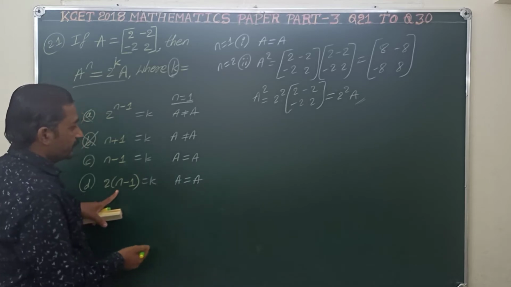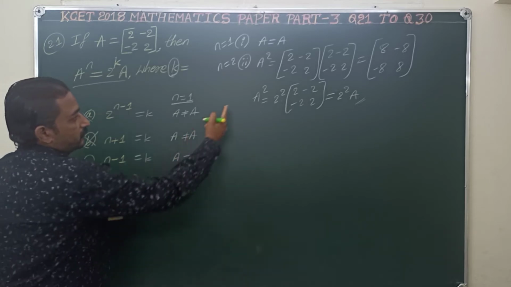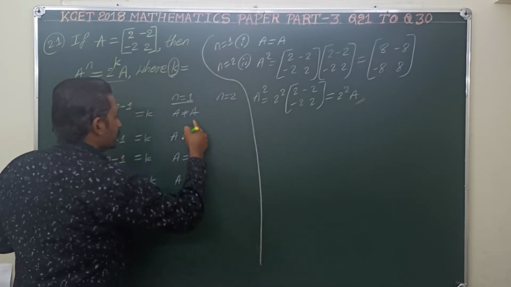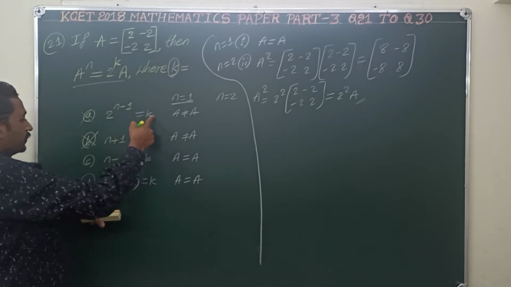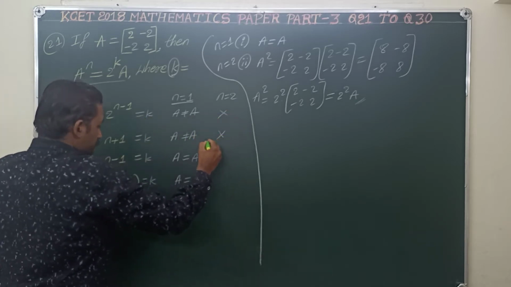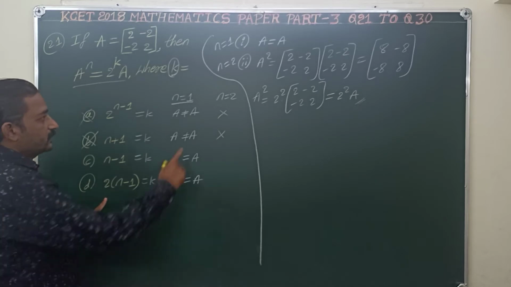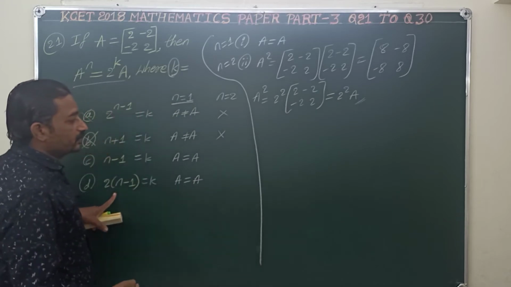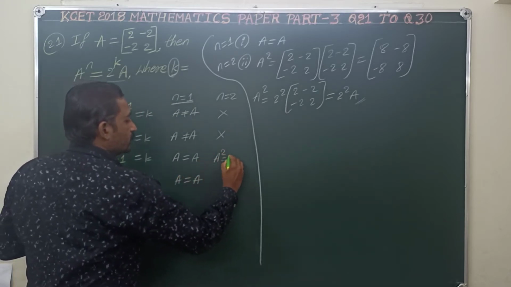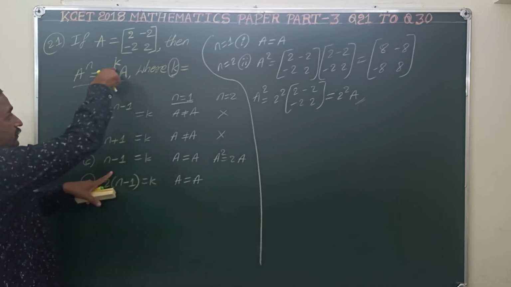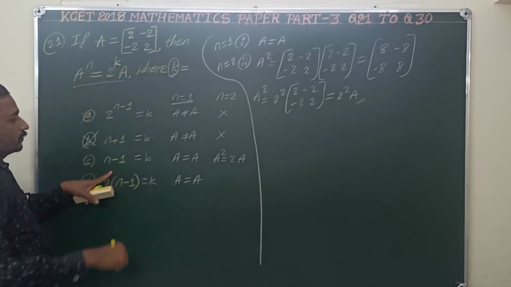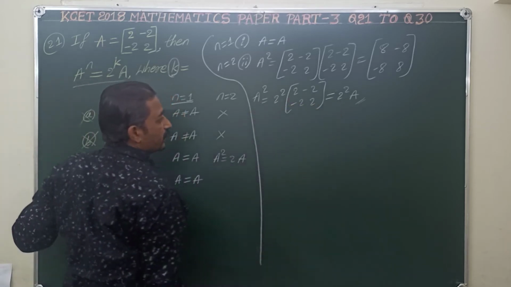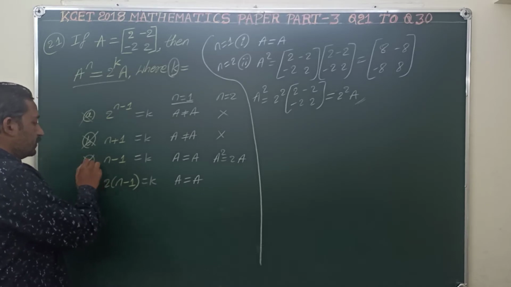Next, we take the 2 remaining options, C and D, and put n is equal to 2. The earlier options are already wrong. N is equal to 2 means A square is equal to 2 square into A. Put k is equal to n minus 1 and n is equal to 2: 2 to the power 1, so A to the power of 2 is equal to 2A. It is wrong, because A square is equal to 2 square into A. So this is wrong.